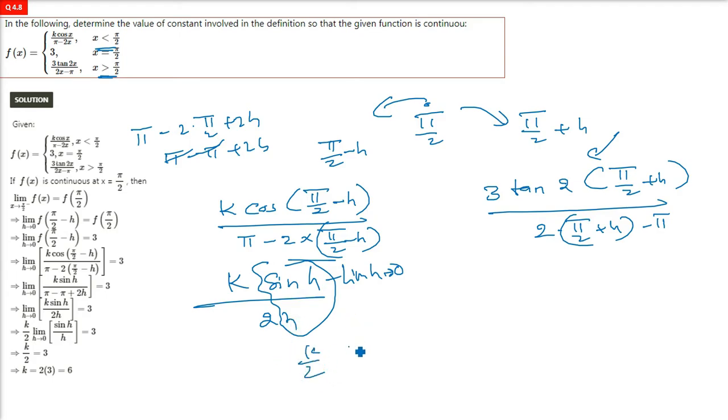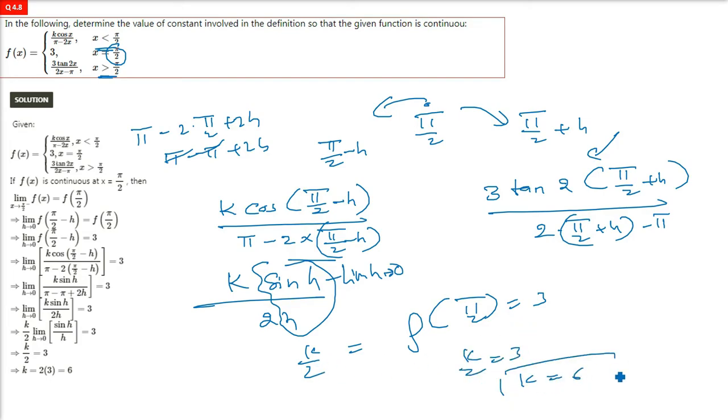So you get k by 2. Now this k by 2, the value of the function at pi by 2 is already given. It is 3. f(pi by 2) is 3. So eventually k by 2 is equal to 3. So k gives you 3 into 2, 6. This is your final value.